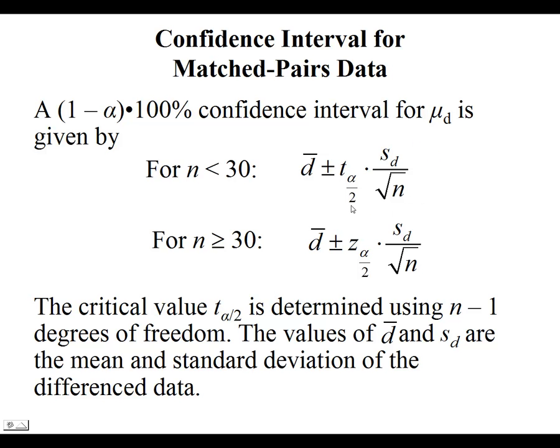So again, we use a t if we're dealing with a small sample, and we use the z if we're dealing with a large sample. Otherwise, you basically just run it as a one sample confidence interval.